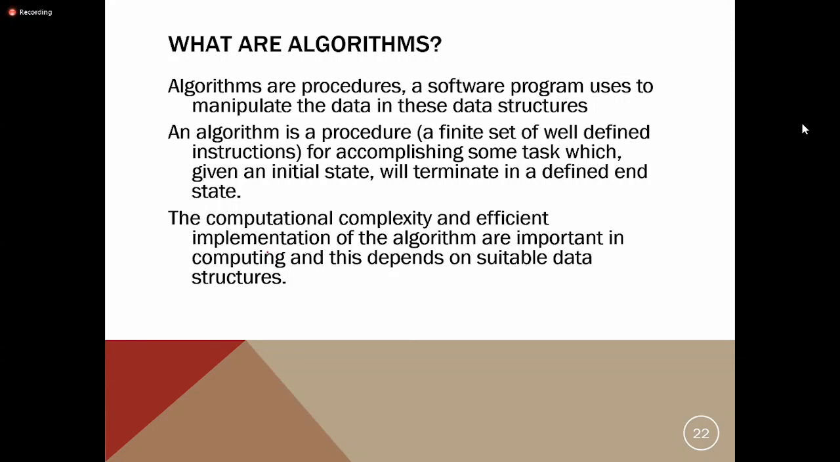Right? Or an algorithm is a finite set of well-defined instructions for accomplishing some task which, given an initial state, will terminate in a defined end state. So it does have an end. An algorithm does have an end, and it has some task to finish. It's a well-defined instruction set to accomplish a task which has a defined end.